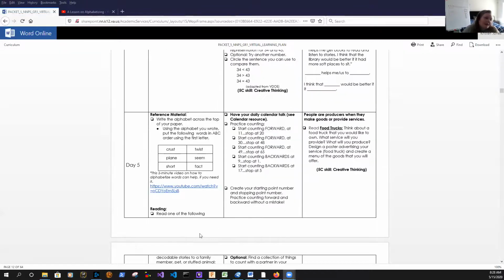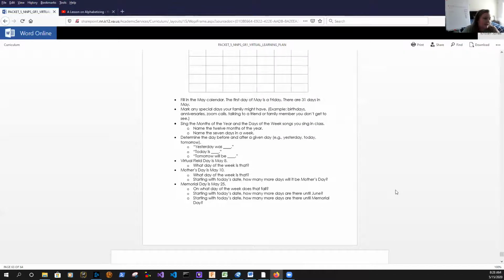For math, it says have your daily calendar talk, which, as we know, we've gone over this all week, is this page. You should have May filled in, and you're going over your daily months of the year, days of the week, and practicing things like, if today is the 15th, what will it be on Sunday? Just things to keep you fluent with calendar procedures. That means that you are familiar with them and you're able to answer those questions quickly.